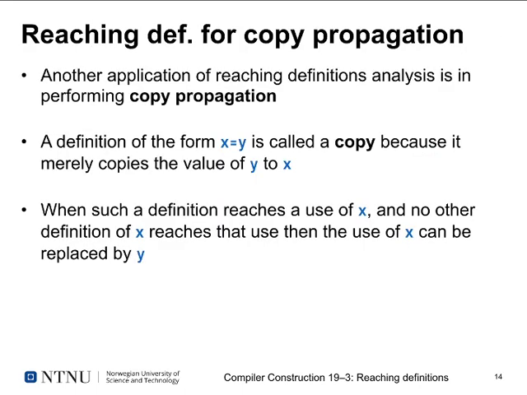So we can use reaching definitions for yet another optimization, and this optimization is called copy propagation. A definition of the form x equals y, so we're just assigning the value of one variable to another variable, is called a copy because it merely copies the value of variable y to variable x. And when such a definition reaches the use of x, and no other definition of x actually reaches that use, then we have an identity. So we can actually replace the use of x by whatever is y. Essentially, we save ourselves a copy because we know the values of x and y have to be identical at that program point.